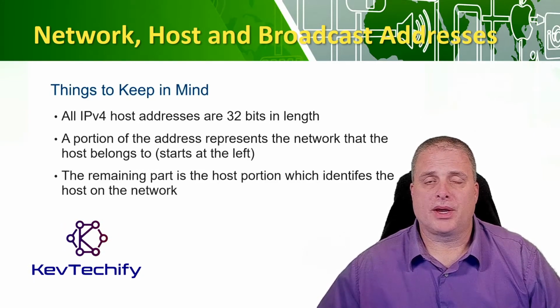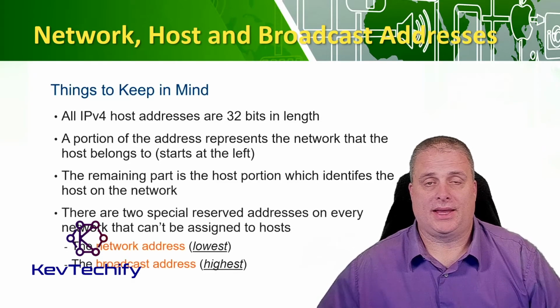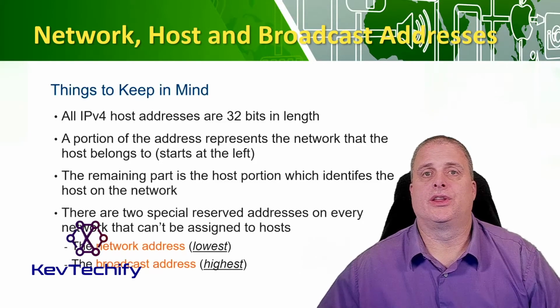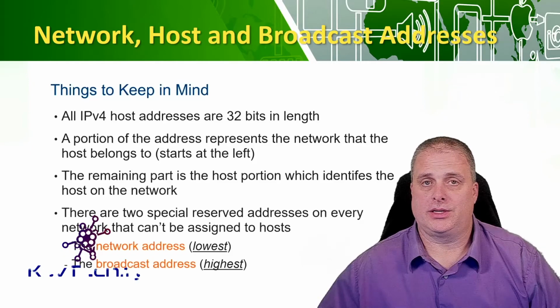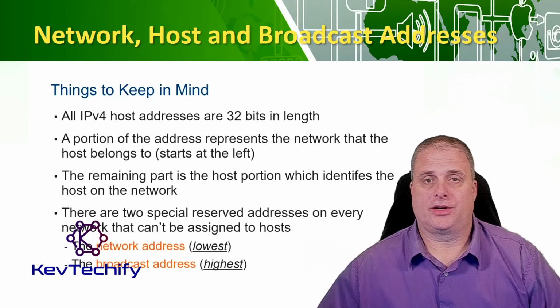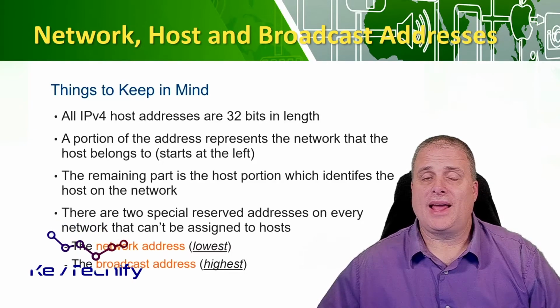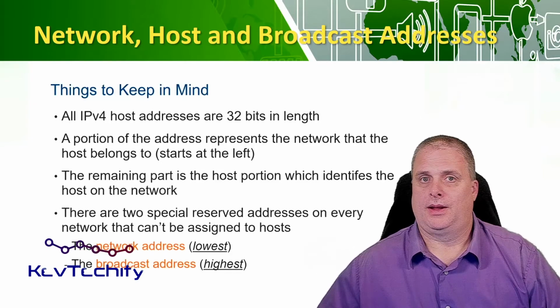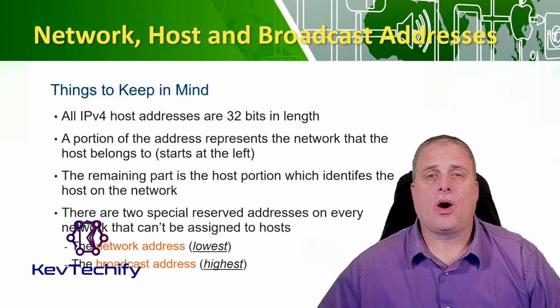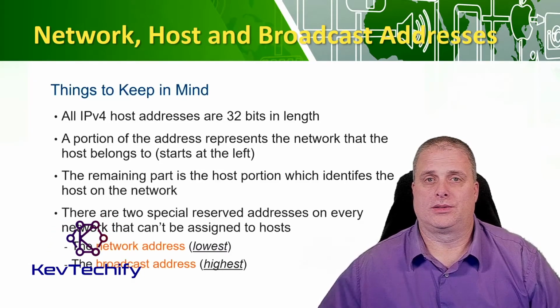And there are two special reserved addresses on every network that can't be assigned to hosts. One is the network address, which is the lowest or the first address in the range of addresses that represents the network that all devices belong to. And the other is the broadcast address, which is the highest or last address in the range and can be used as a shout out to all devices on the network at once.